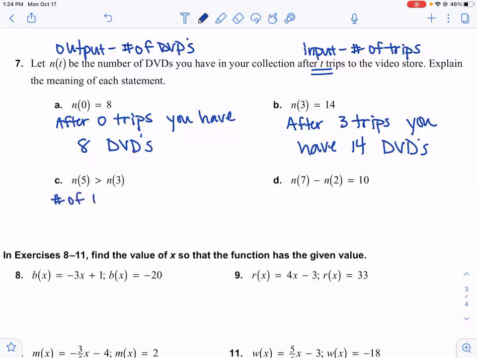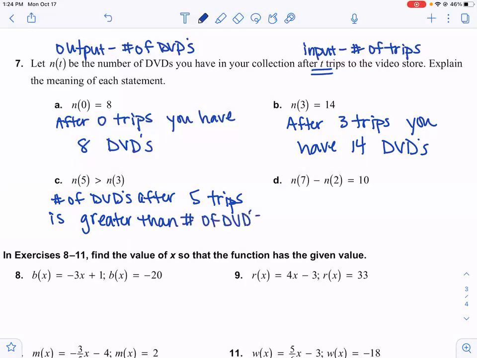So the number of DVDs after 5 trips is greater than the number of DVDs after 3 trips. As long as you're not breaking DVDs, you should be getting more, right? Okay. All right. Now, I want to work backwards a little bit.